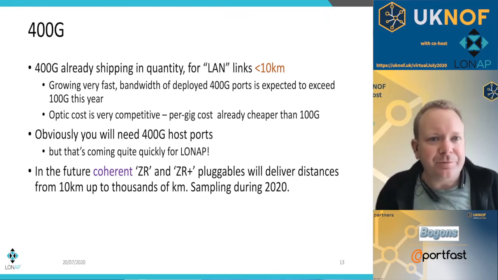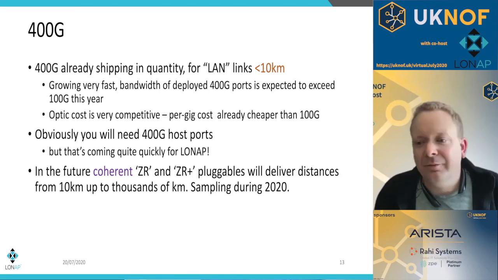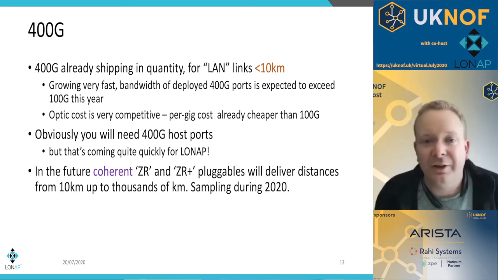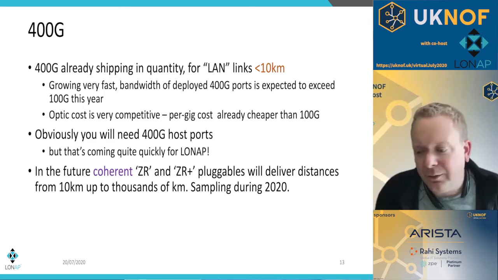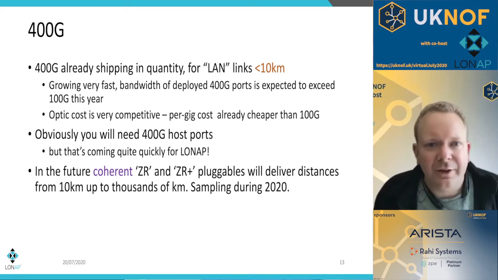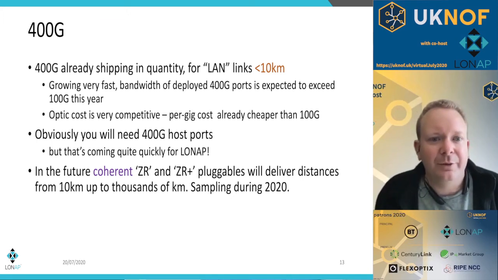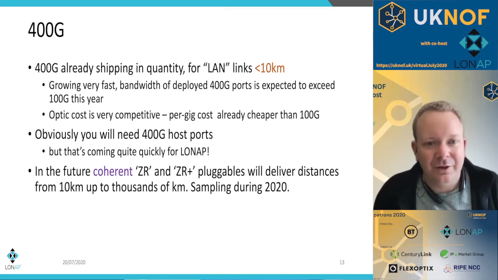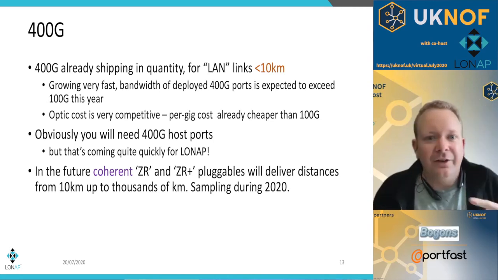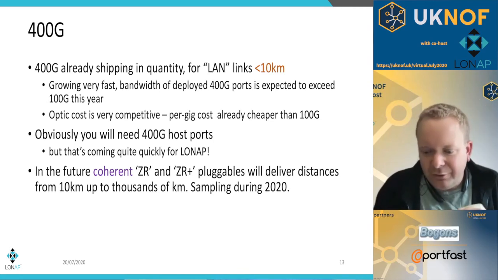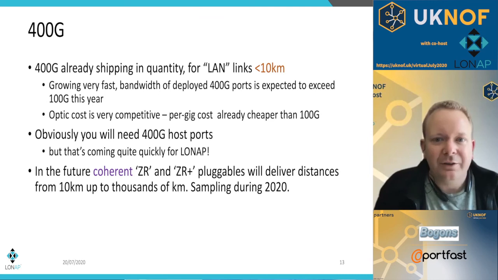And then the obvious thing is, well, we'll move to 400 gig. This is growing super fast. I think the bandwidth of deployed 400 gig ports will this year exceed 100 gig ports, and the costs are really competitive. Actually, the per gig cost is already cheaper than 100 gig, which is nice. But obviously, you need 400 gig ports in your hosts, and in the future, 400 gig will give us ZR, which is coherent technology on the optic, which is very nice, and that's sampling right now.